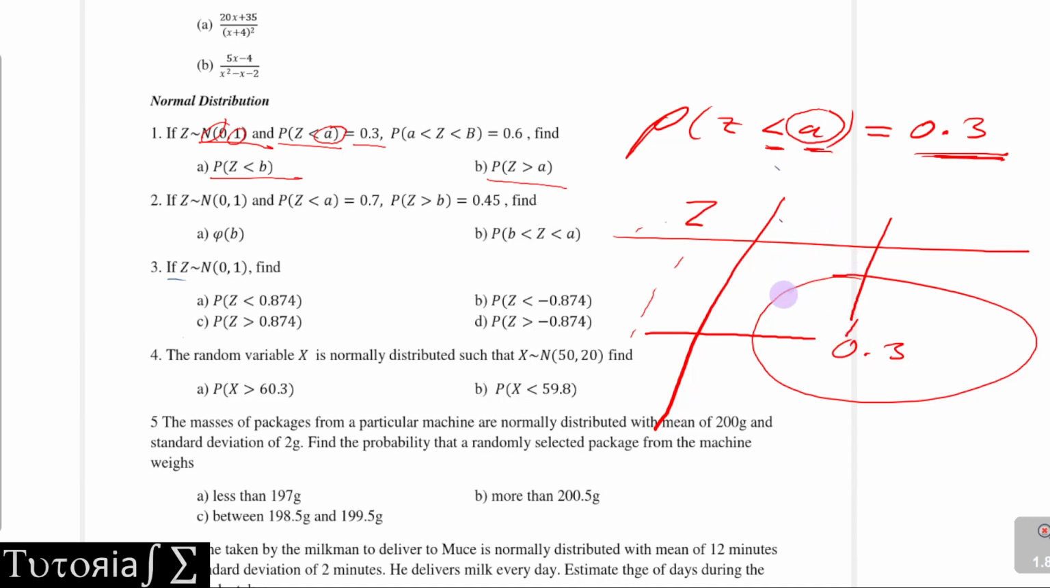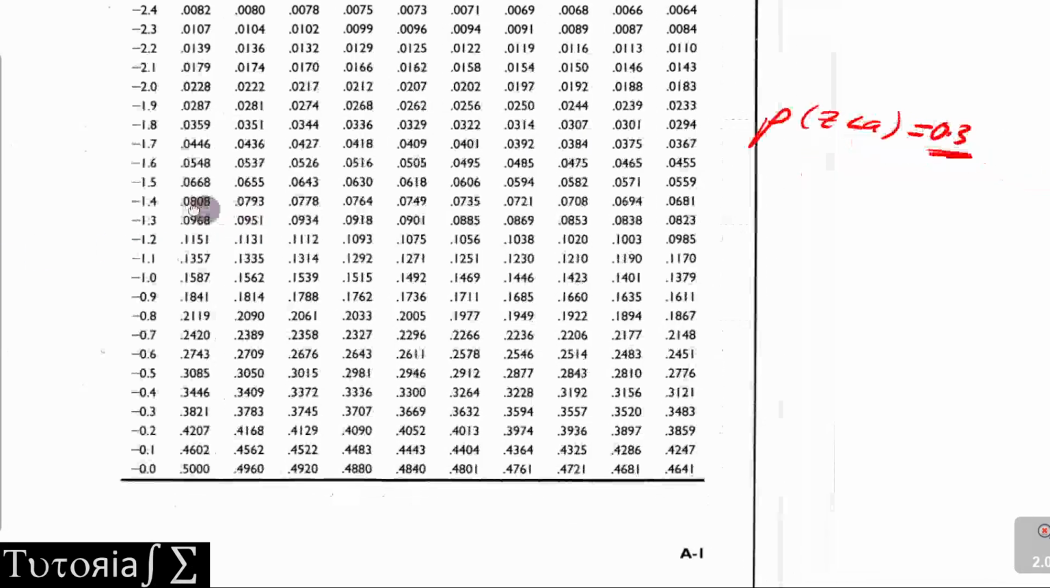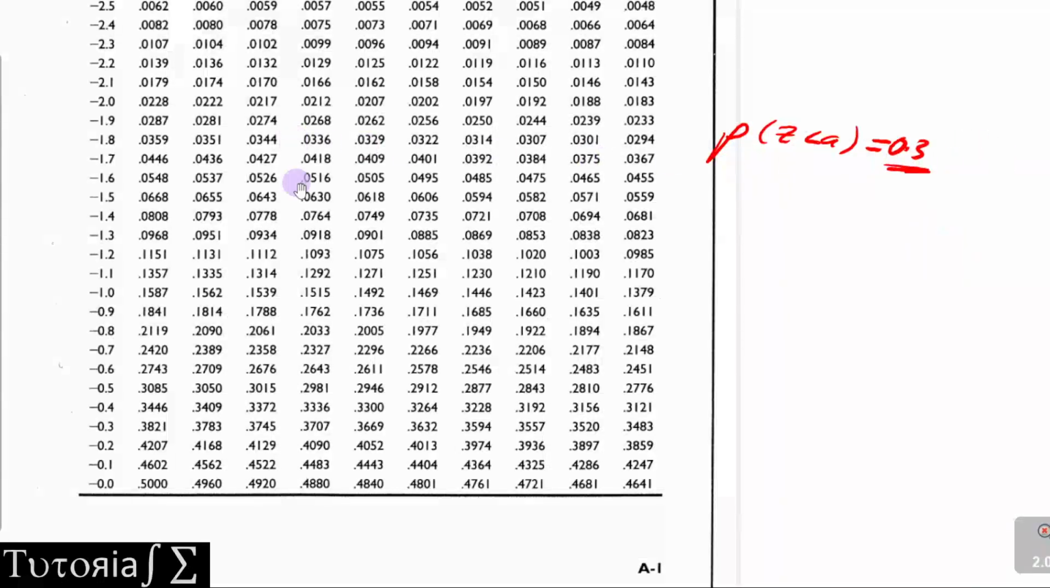So what numbers are going to correspond to 0.3? Let me just switch to the table. Hopefully I have the table here. All right, so here is the table. Remember, you're looking for the probability of Z less than A, which is equal to 0.3. The 0.3 is the answer, so you're looking for that 0.3 inside the table here. So we need to look for 0.3.